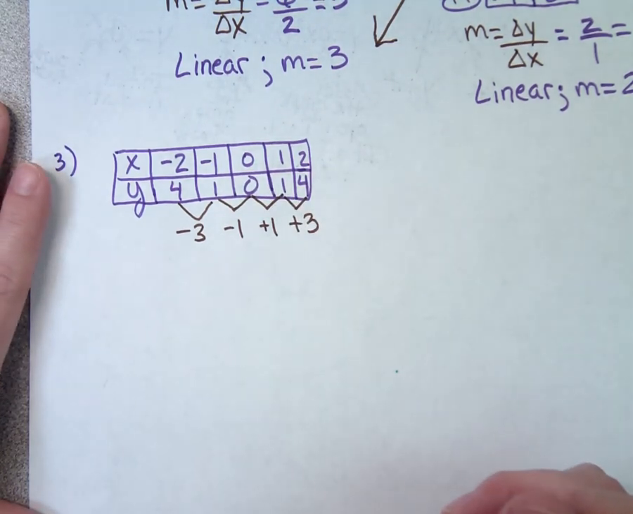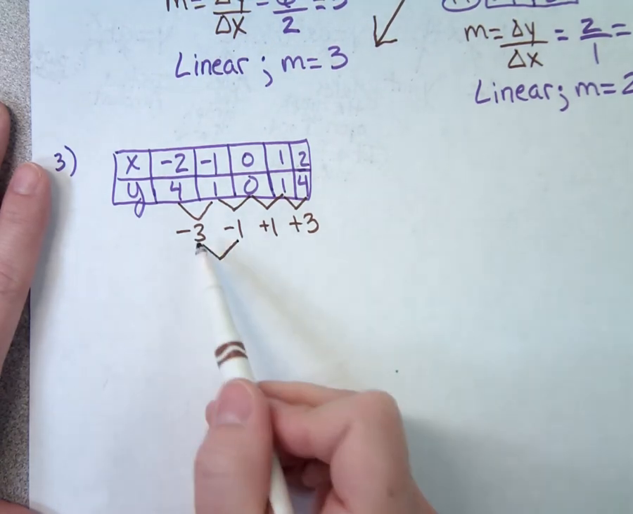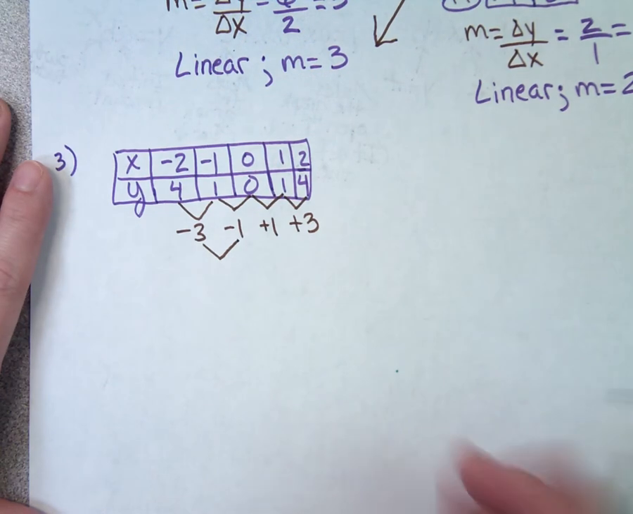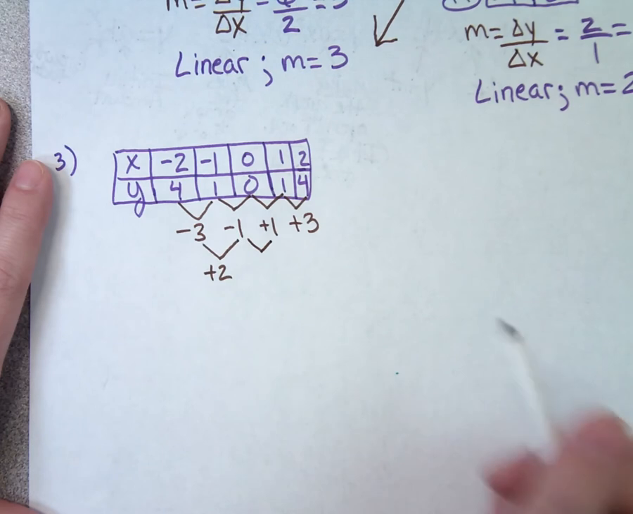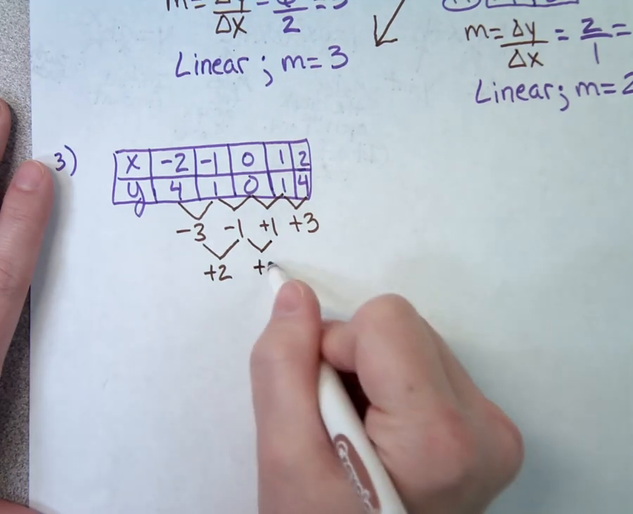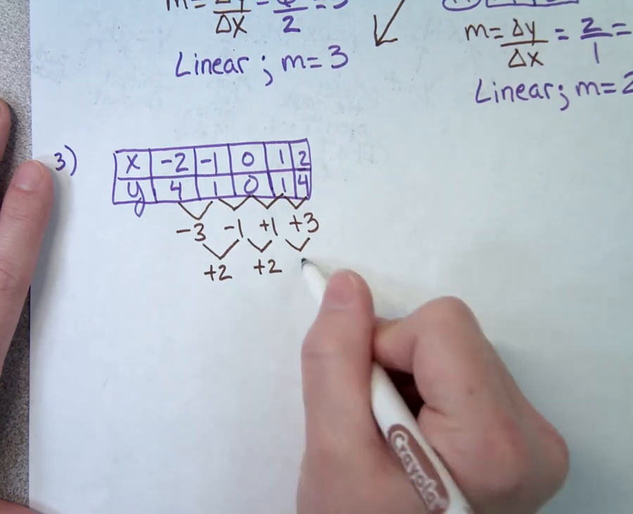Okay, next I'm going to find the second differences. I'm going to find the difference between these guys. How do you get from -3 to -1? You go up 2. How do you get from -1 to +1? You go up 2. And how do you get from +1 to +3? You go up 2.